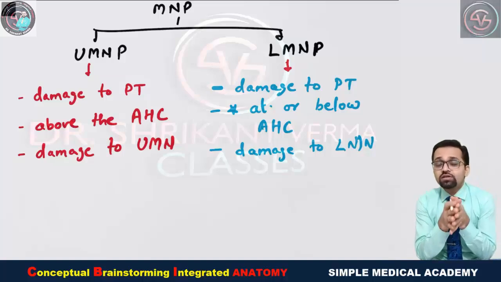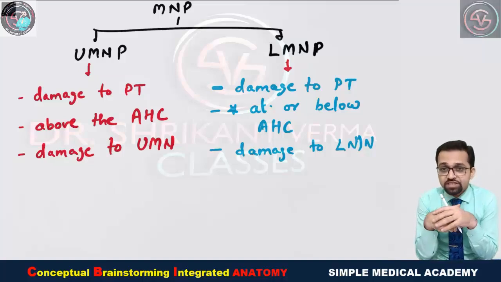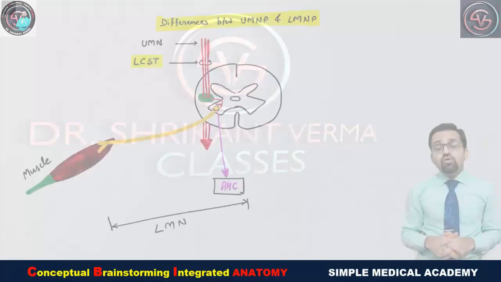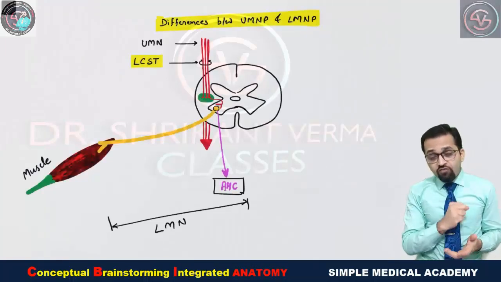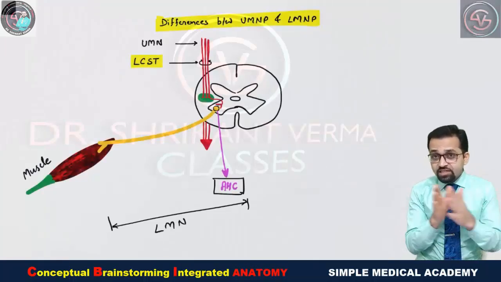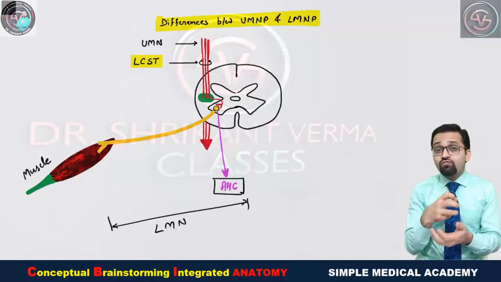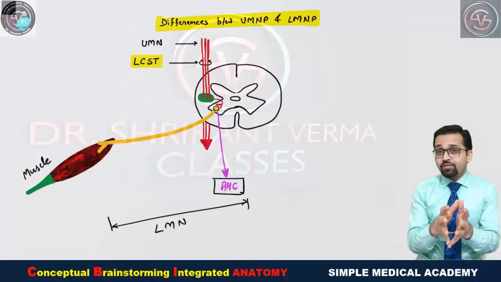Now we are going to see what are the different kinds of clinical manifestations in this upper and the lower motor neuron paralysis. So again we are going to draw the image and take a proper understanding. Now for the proper understanding of the upper motor neuron paralysis and the lower motor neuron paralysis, we are again going to look at the same diagram.